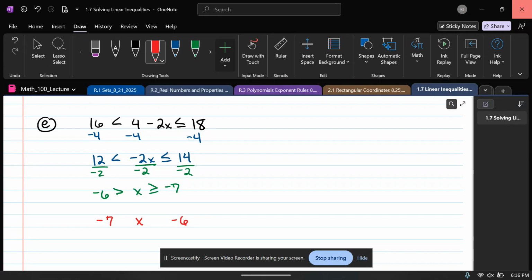What symbol goes between the negative 7 and the x? Less than or equal to? What symbol goes between the x and the negative 6? Less than. Okay. I mean, if you just look at what we're simplifying from, just the relationship stays the same. Exactly. That's exactly right, Jones. The relationship stays the same.